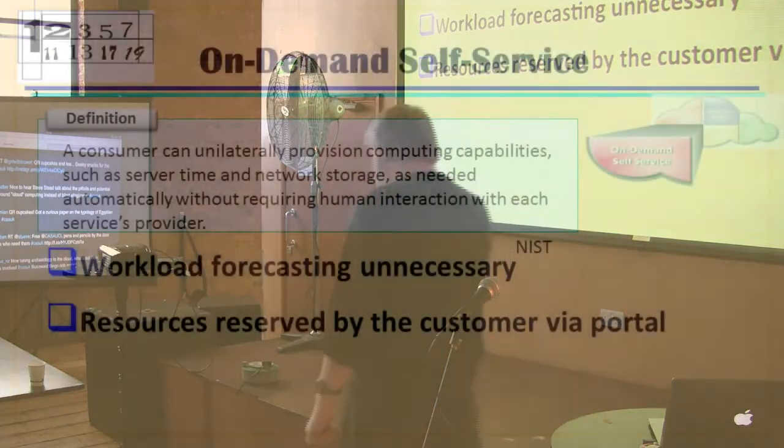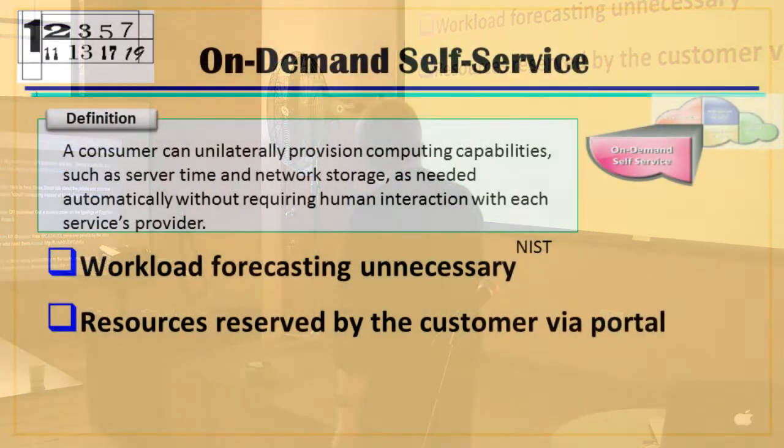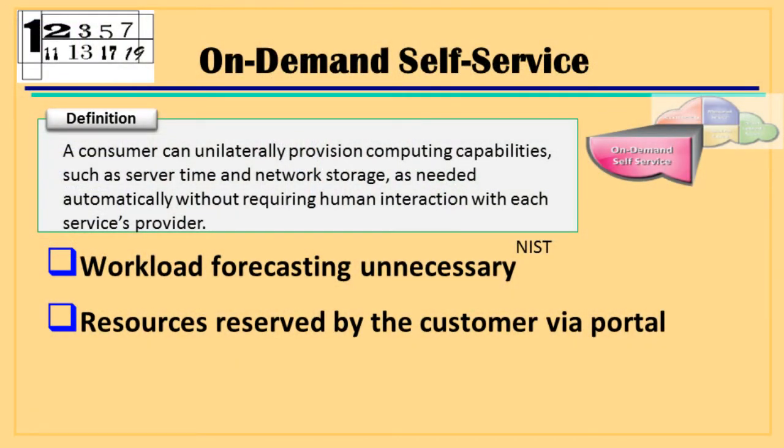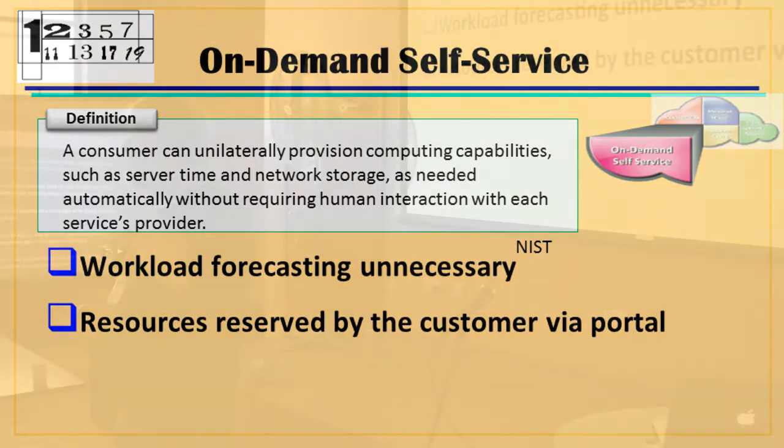On-demand self-service. So I need some extra resource. I grab it. I don't go and get somebody else to provision it for me. I go and get it myself. This means that I don't need to work out when I'm going to need computing. It's always there. It's like electricity. It comes out of the wall, computing comes out of the wall. I just grab it when I want it.